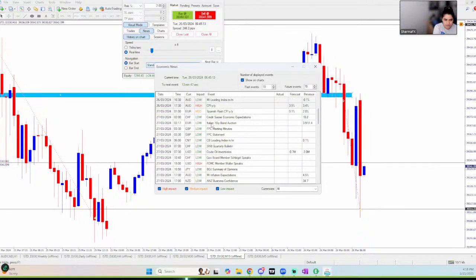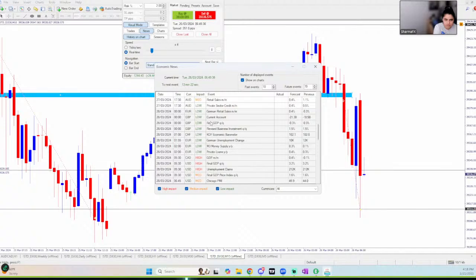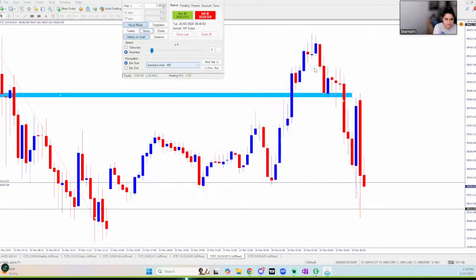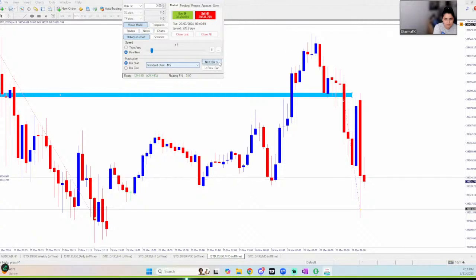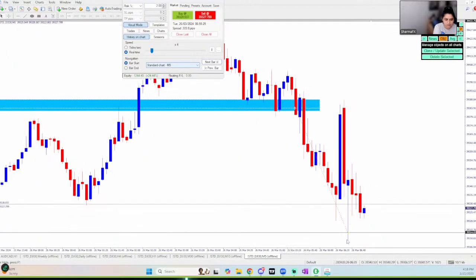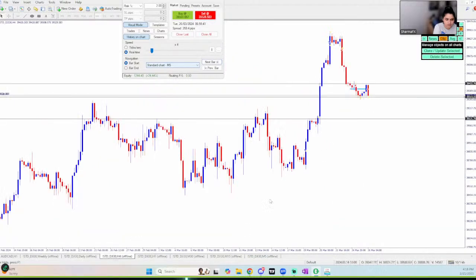Tomorrow, there's pretty much no news coming out, so tomorrow's going to be a purely technical move as well. And then things pick up on Thursday with employment data. So let's skip. And now this is 5 minutes before news release. We had a massive push down and then rejection right into that 4-hour level that we had marked off.